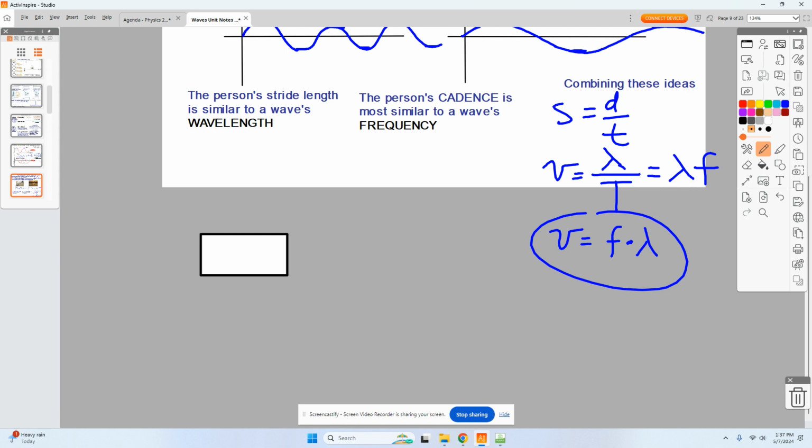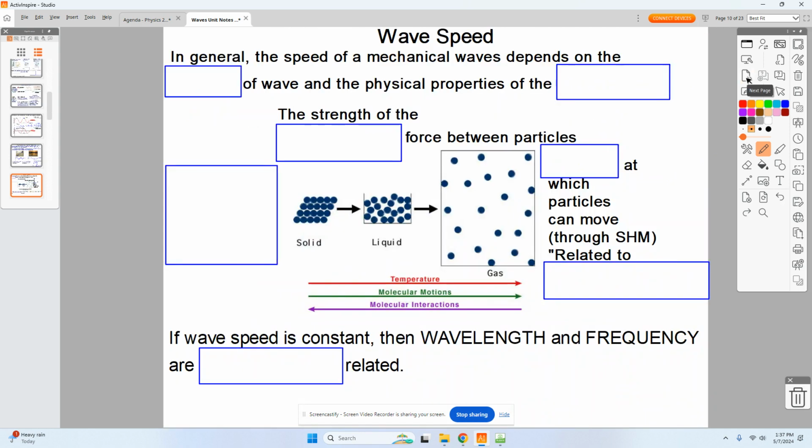I want to show you a couple of things related to wave speed. So the factors that affect the speed of a wave. For Will, it's athletic ability. His stride length, his cadence, his turnover, all that has to do with his athletic ability. When I talk about wave speed, though, it doesn't have to do with the ability of anything. It has to do with the properties of the medium. So I'm looking at the medium affecting how fast that wave can travel.